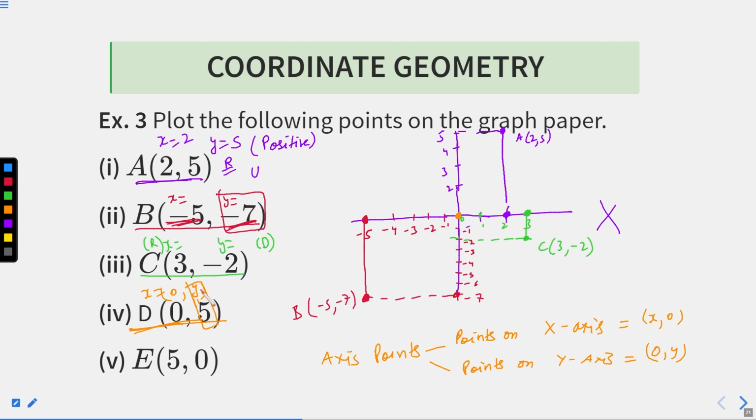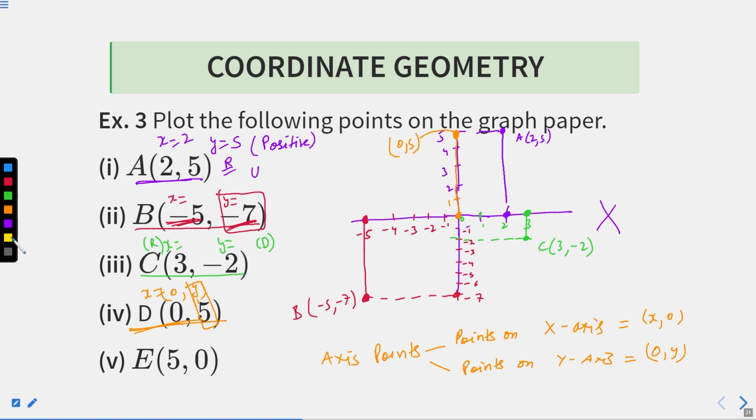Y is 5, and 5 is positive. Positive means upward movement, so I have to move upward until I get to 5. Okay, now 1, 2, 3, 4, 5. So here's 1. So this point is my (0, 5).